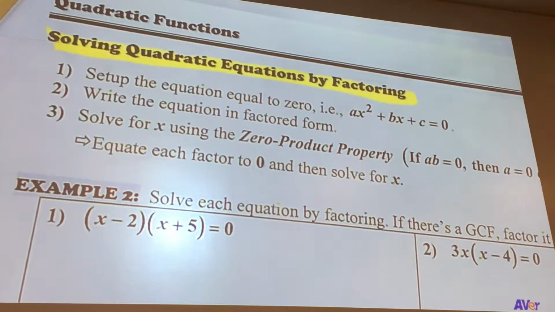Negative 5. Oops. Oh, wait, no. Negative 3. I'm just trying to trick you. So the answer is negative 3. But we always want it to be 0. So negative 5, x is? Help me.